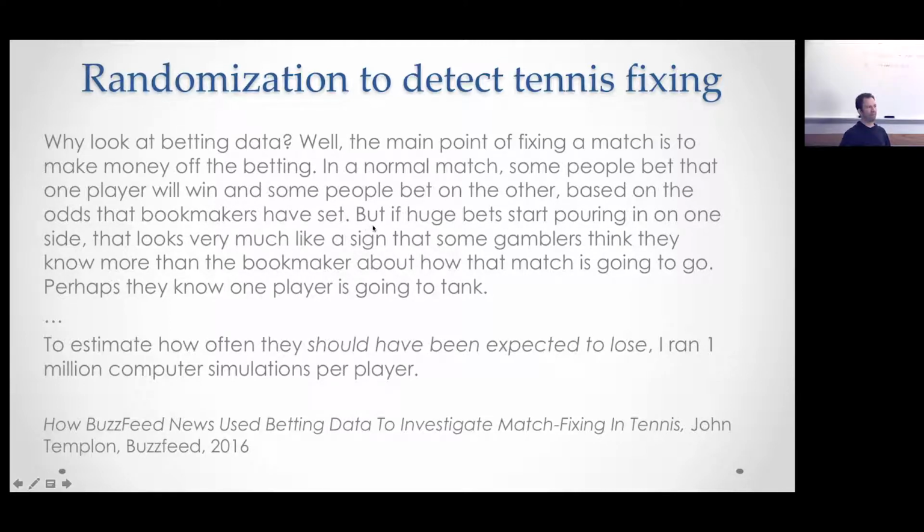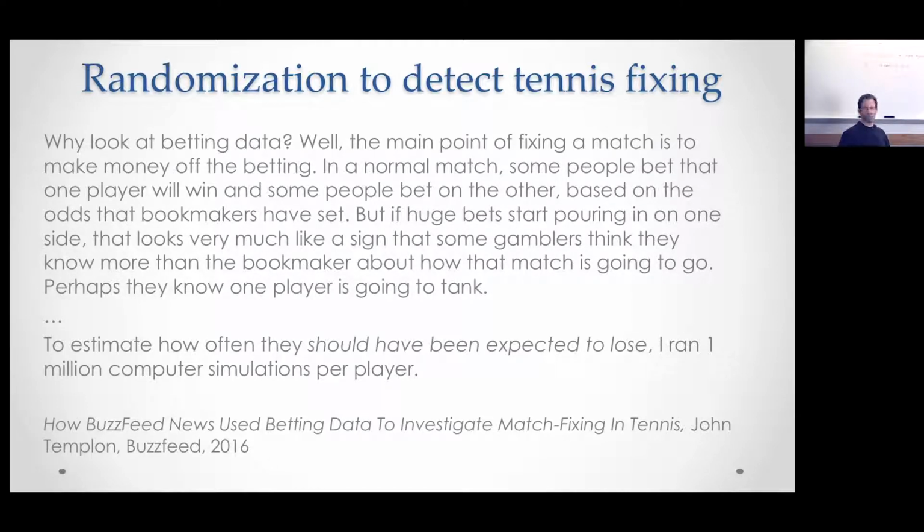Or, as they put it, if bets come in against a favored player, maybe that's evidence of match fixing. BuzzFeed actually published the code for this. It's a pretty straightforward simulation. What they did is they generated a list of, I think, 15 players who frequently played matches where the odds shifted a large amount.